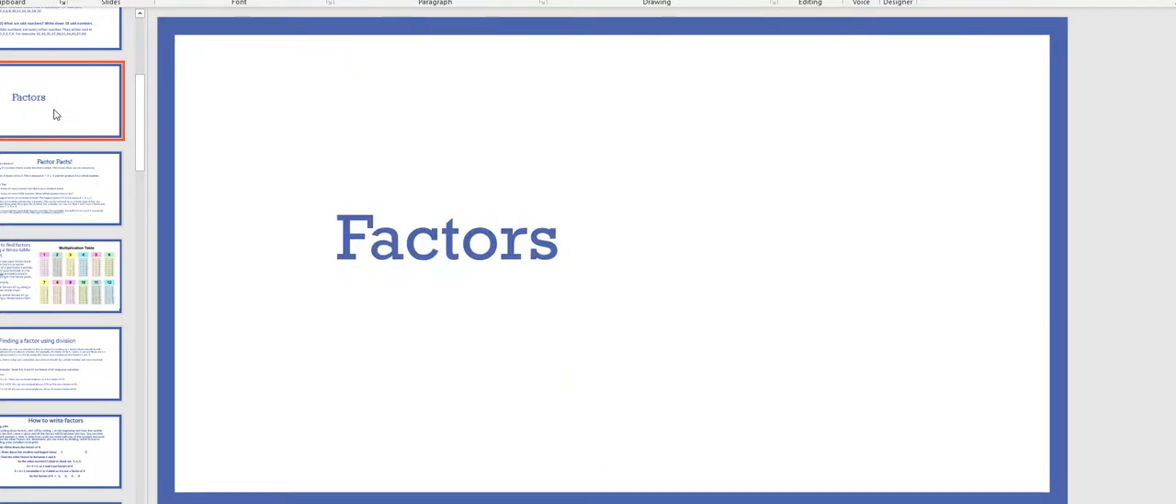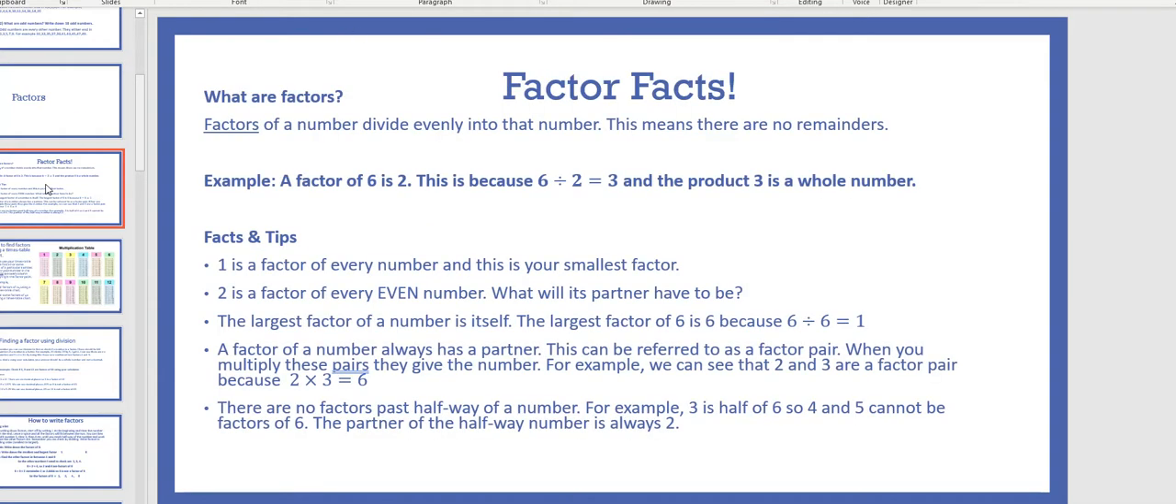Hi, for today's session, we will be looking at factors and answering questions involving factors. Now, before we look at some problems, please make sure you have read through the factor facts or read through them now. It's important to understand what we're working with. So, most importantly, what are factors?